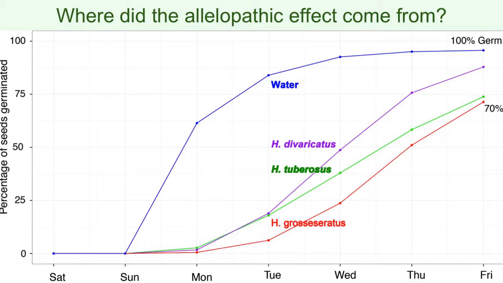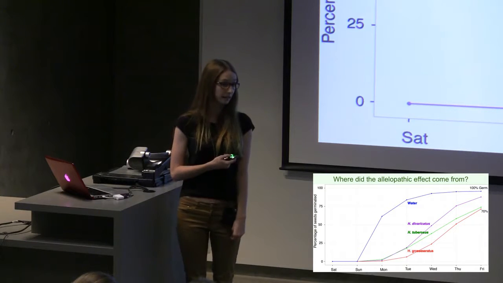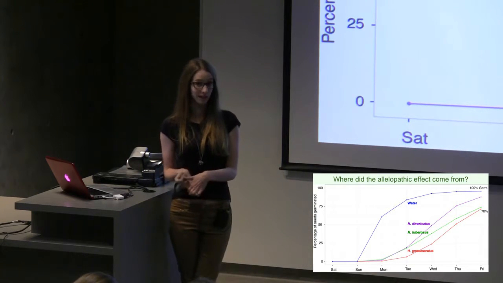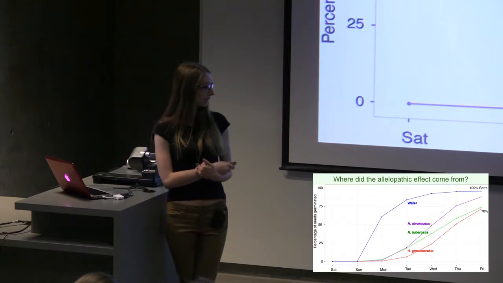So Helianthus divaricatus, while it doesn't get to 100, this would be more like the example we looked at with a non-allelopathic plant. So the secondary metabolites are inhibiting growth because it's not water, but it's not so significant to suggest allelopathy. Grosseseratus, on the other hand, its start to germination is even more severely delayed than tuberosus. You don't even really start to see germination until Tuesday. And then it's pretty much on par with tuberosus, capping out at 70% germination at the end of the week. So this definitely suggests allelopathy in Helianthus grosseseratus. So it looks like, yeah, allelopathy was inherited during a hybridization event. And we know which parent species it came from. It came from Helianthus grosseseratus.